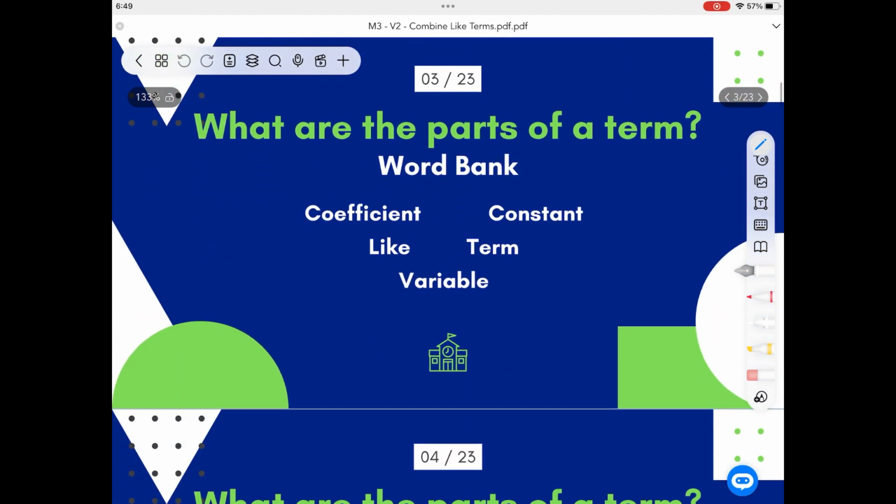So as we talk about the first question, what are the parts of a term? We're going to give you a word bank here in your note sheet. And I want you to use these 5 terms and use these to fill in the blanks as you're going through.